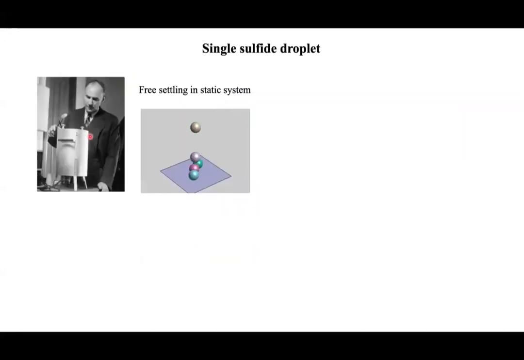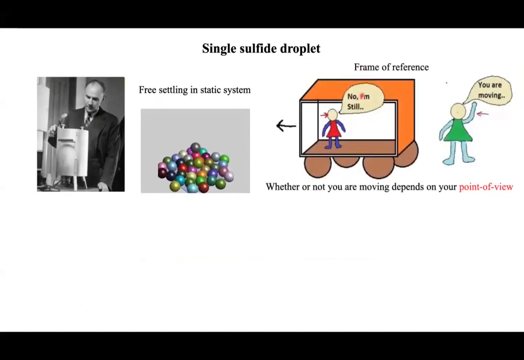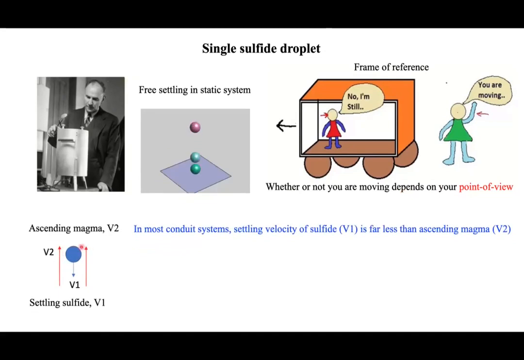This is a figure from Bowen, who first observed the free settling of crystals in a static magma maybe 100 years ago. But here, I should borrow ideas from physics, because of the frame of reference. Whether or not you are moving depends on your point of view. So we're just thinking about the settling of the sulfide droplet in an ascending magma flow, because in a mafic conduit system, the settling velocity of the sulfide is far less than that of the ascending magma.